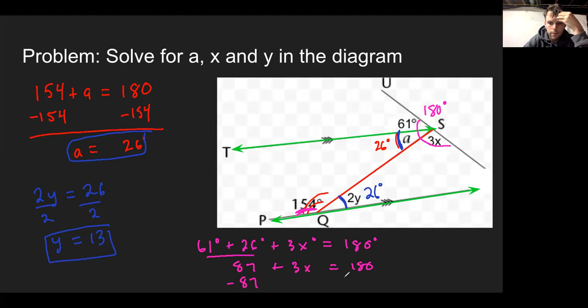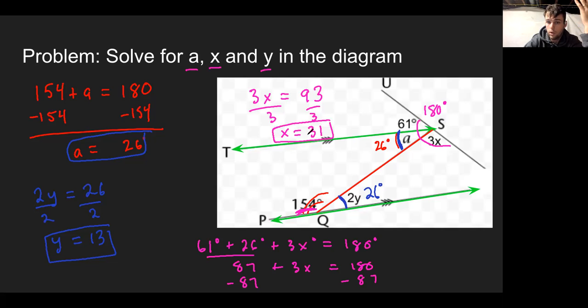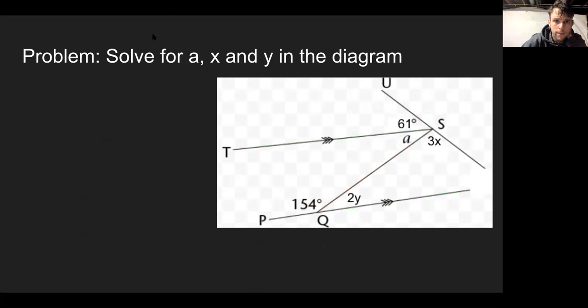Subtraction property. We're going to get that 3x equals 93. Divide by 3. We find that x is 31. So again, in this problem, we were asked to solve for the value of the variables. So we're done. This angle overall was 93 degrees, but that's what we wanted for our answer. I had a lot of steps. Nothing was super difficult, but a lot of little places that can trap you.